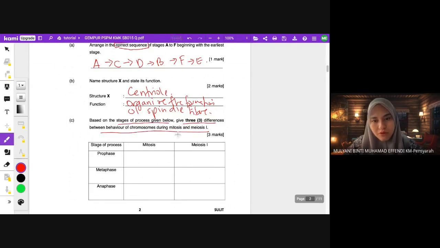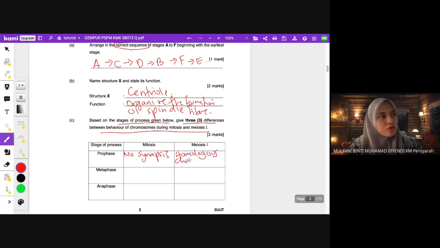Okay, so next dia kata based on the stages process given below, give 3 differences between behavior of chromosome during mitosis and meiosis 1. So untuk prophase dalam mitosis, dia kata one of the differences lah, no synapsis berlaku. Kalau untuk meiosis adalah kan undergo synapsis, tapi undergo synapsis tu antara apa? Kamu kena sebutkan homologous chromosome.